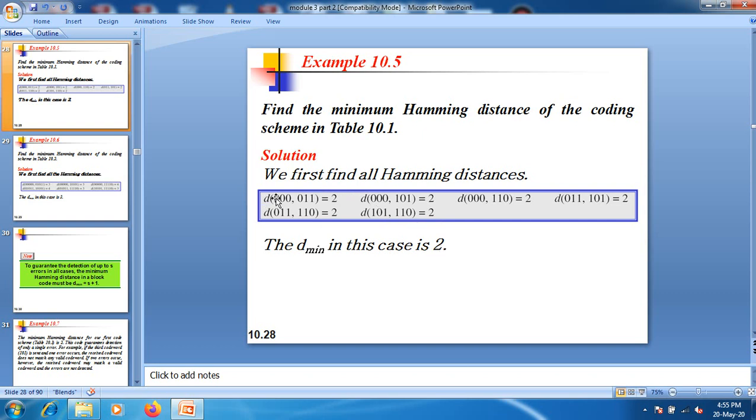That is, you need to perform the XOR operation between these two data words and count the number of ones present in the result. In the same manner, we perform the operation and compute the Hamming distance here. After that, I need to select the smallest value from this set, and that simply gives us the minimum Hamming distance here.